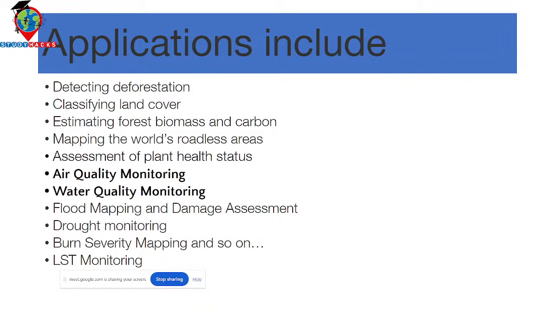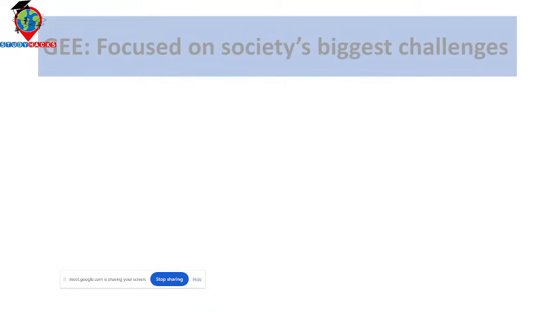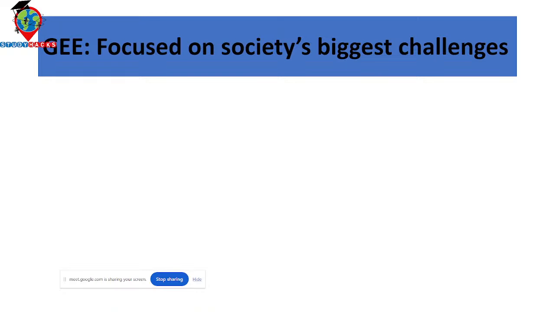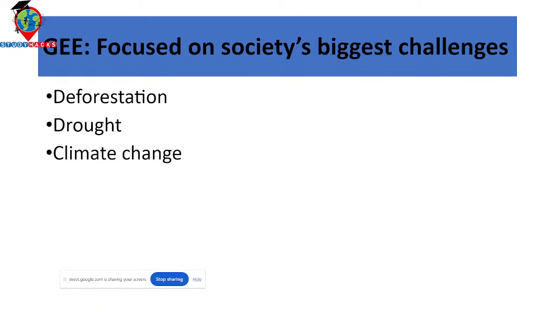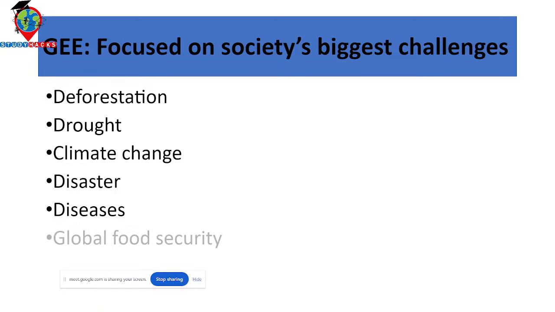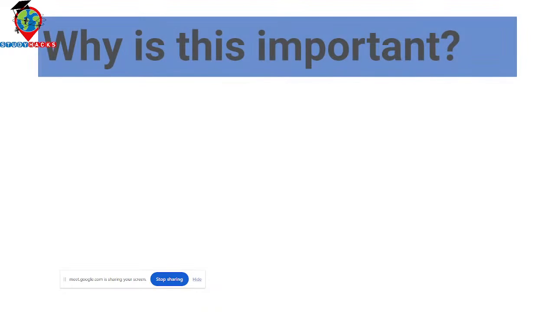There are a lot of advantages to using this Google Earth Engine platform. One by one, I will explain all of those things. Mainly, Google Earth Engine is focused on society's biggest challenges such as deforestation, drought, climate change, disaster, diseases, global food security, and sustainability, and that is why this is important.